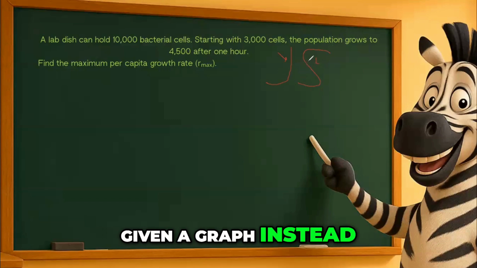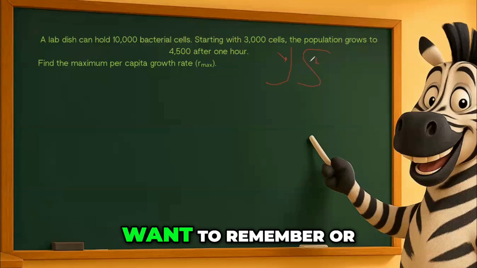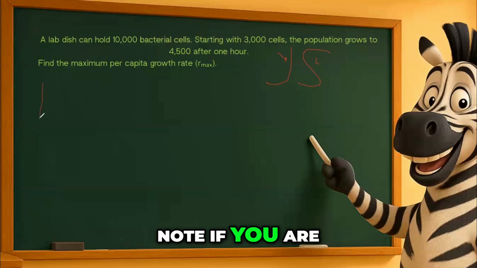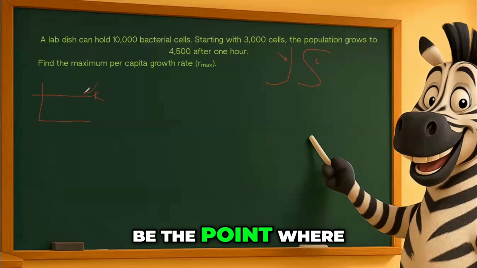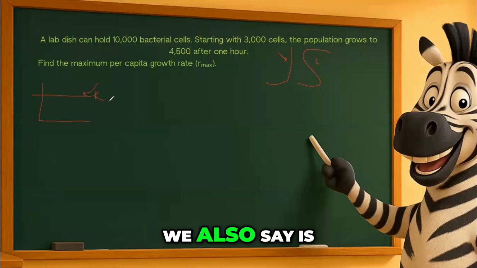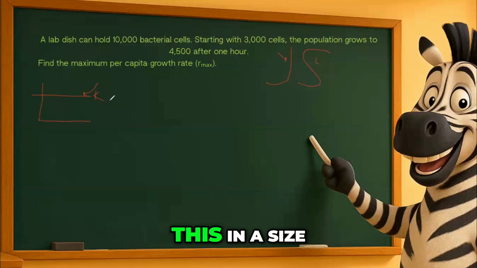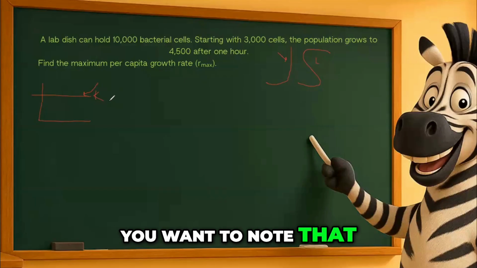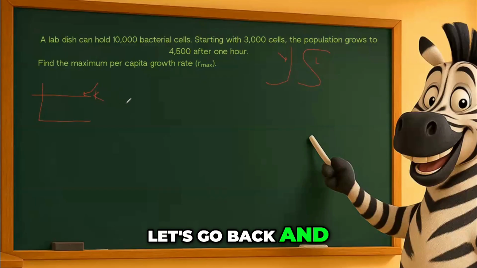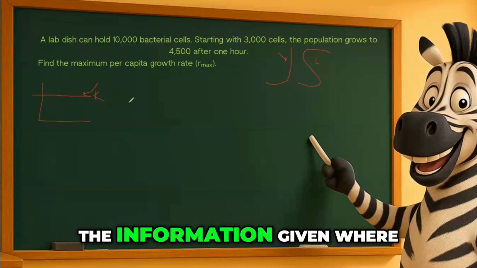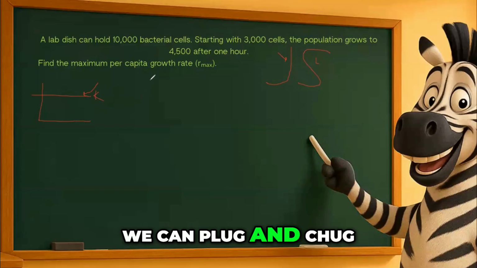Because you're going to notice that sometimes you'll be given a graph instead. And there's a couple things that I want you to remember if you are given a graph. First, K is going to be the point that we also say is the carrying capacity. If you are identifying this in a size, you want to note that. Okay, let's go back and try to identify with the information given where we can plug and chug.